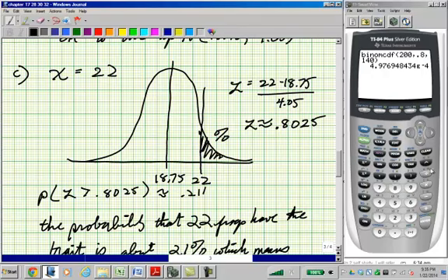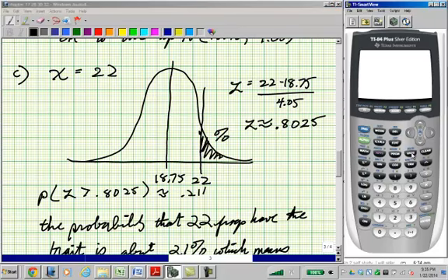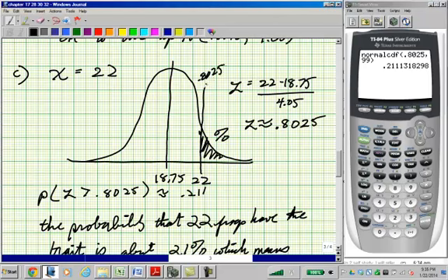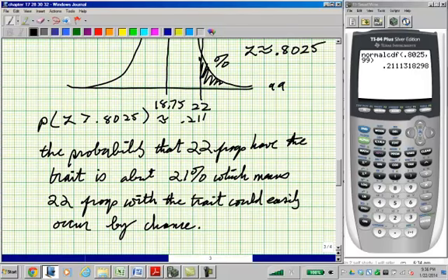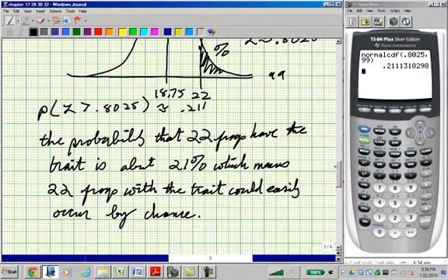So let's just run through the normal CDF. That'd be second, and then vars. Normal CDF 2, and then we're going to do 0.8025, 99, going all the way to the end of the tail, and it's around 21%. So we're going from 0.8025 here to 99. That's around 21%. So the probability that 22 frogs or more have the trait is about 21%.